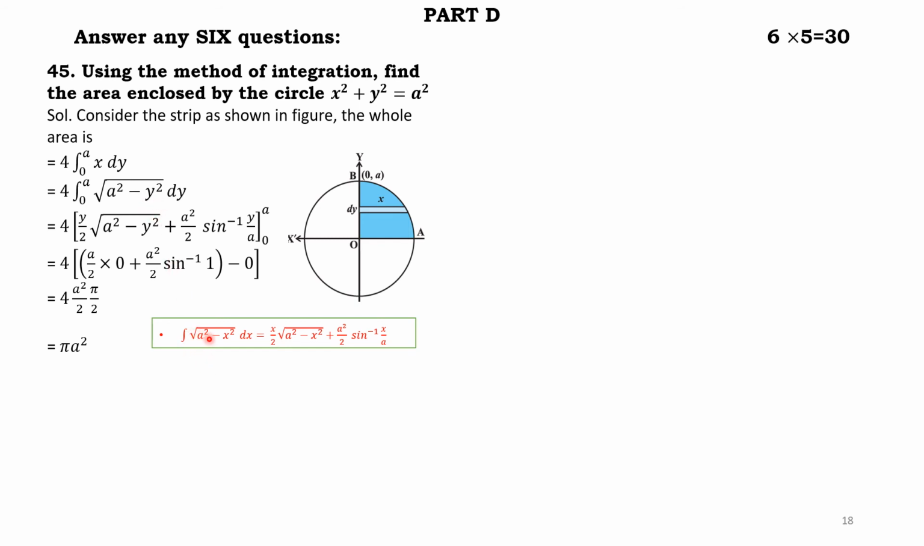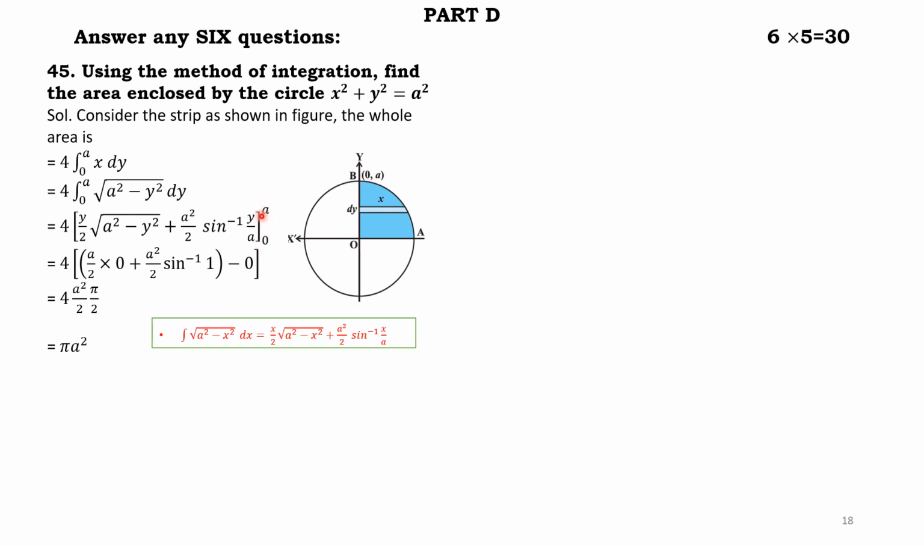Now it is a standard form of integration, and that form is integral of square root of a square minus x square into dx is equal to x by 2 into square root of a square minus x square plus a square by 2 into sine inverse of x by a. This you have to remember. That is why I have given it in red ink, so that you can easily recall. Therefore, substituting the lower limit as 0 and upper limit as a.